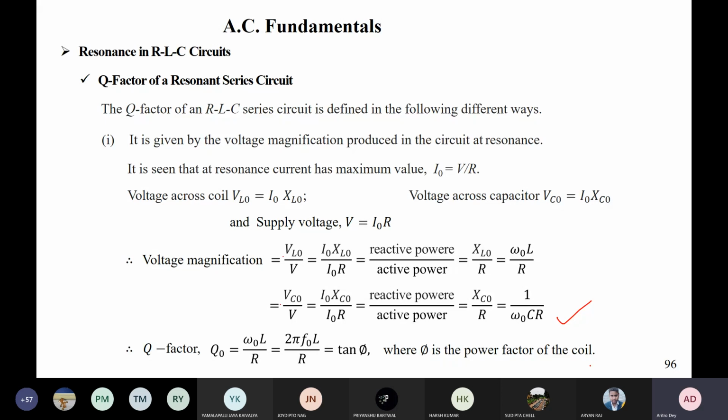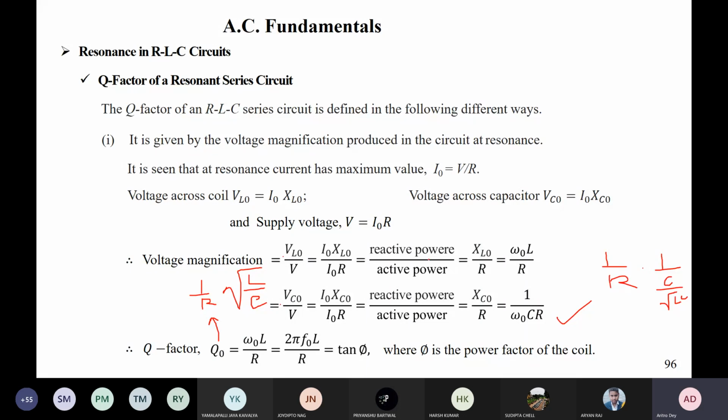So during resonance, what will happen? Your omega 0 you can write in terms of L and C, and you know the value of L. So we can write it the other way, as 1 by R into root over L by C. So that is your quality factor. Or in the other way, if you want to write through this, that is also okay. You can write 1 by R, so L divided by root over LC. So you arrive at the same expression. Okay. So from the mathematical point of view, this is the expression.